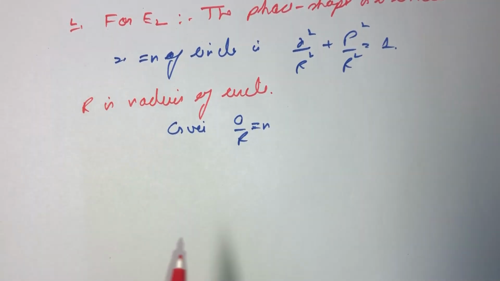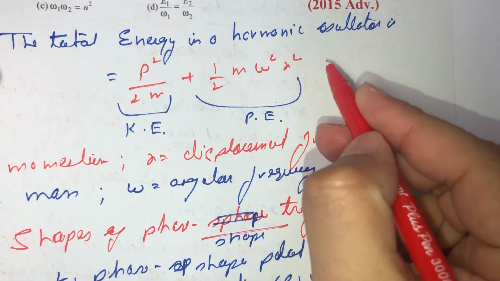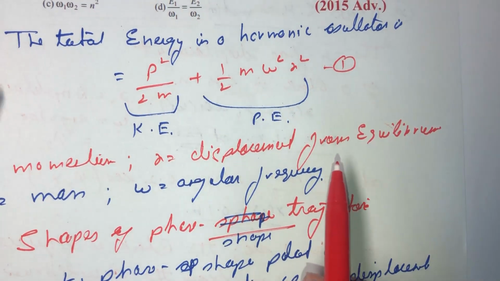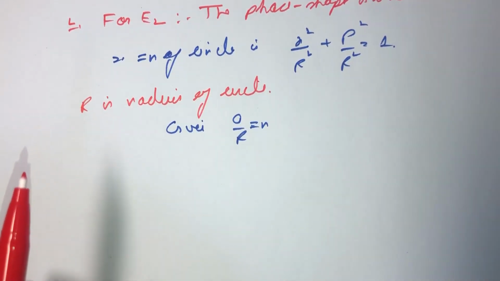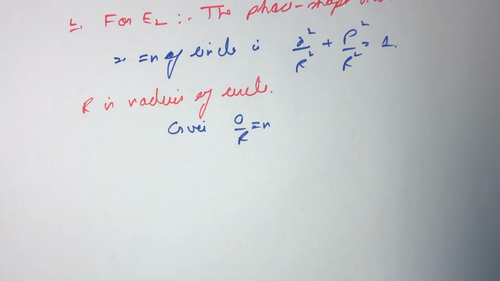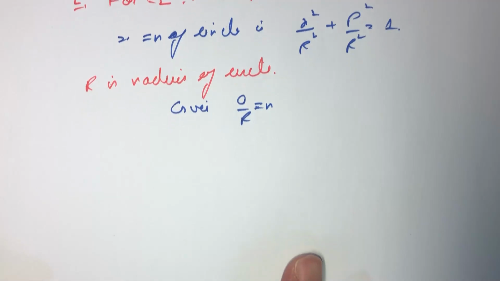Now let us express the energy, this equation, let us call this equation number 1, in terms of A, B and R.